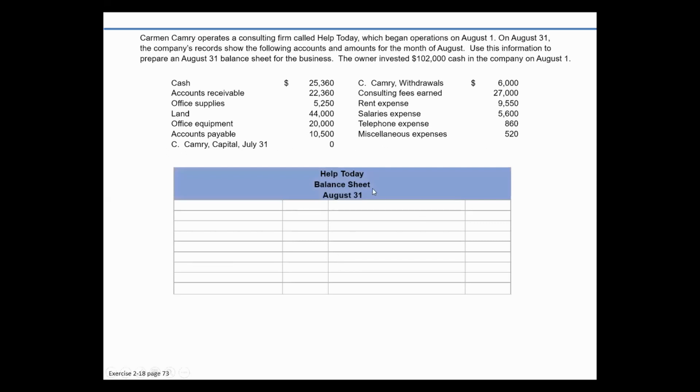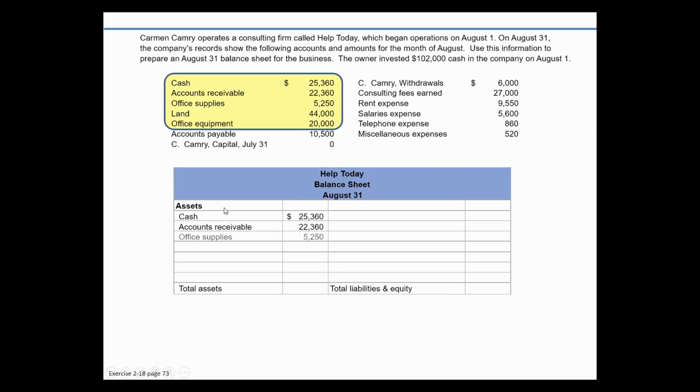So we see here a balance sheet, Help Today balance sheet. So again, on the left-hand side, you're going to have assets, and then on the right-hand side, you're going to have total liabilities and equity. So these are our assets: cash, accounts receivable, office supplies, land, and office equipment. So we would just go ahead and list those. And then we get a total, 116,970.